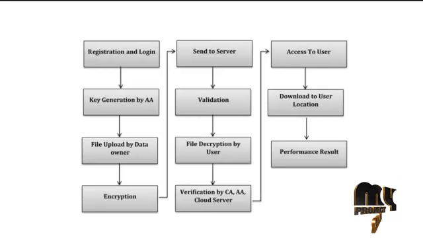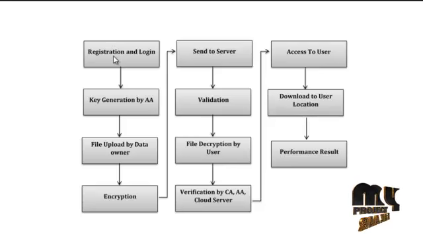It is our project flow diagram. In our project flow diagram, in this process: registration and login, key generation, AA module, file uploading and data owner module, encryption, send to server, validation, file decryption by user, verification by CA and AA, cloud servers and access to the cloud user, download to the user locations, and performance result.